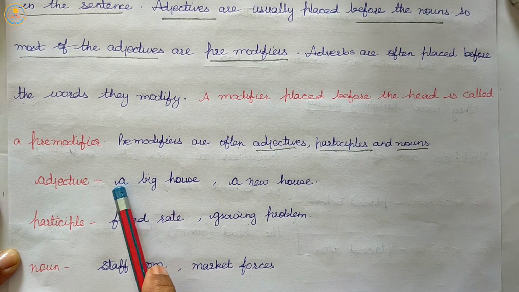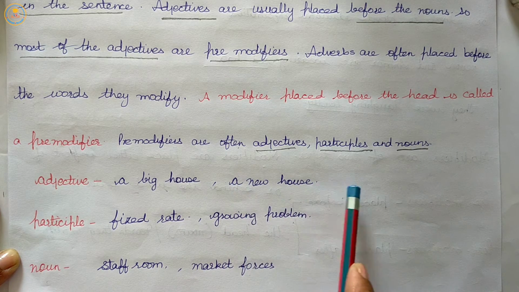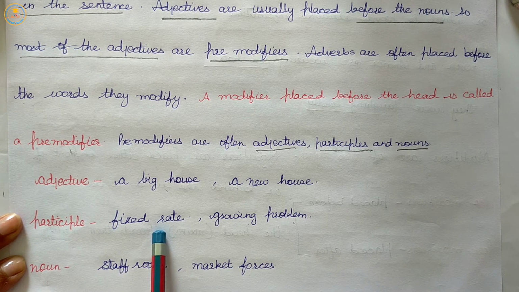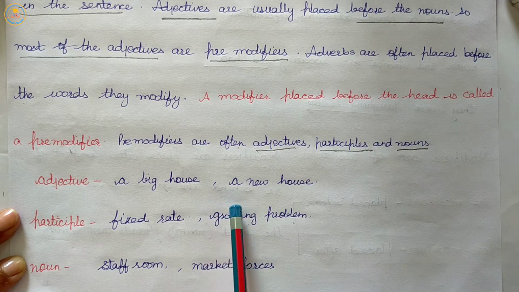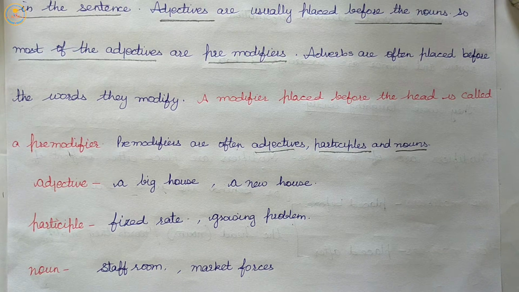Adjective example: I live in a big house. There is a new house in front of my house. Participle: fixed rate. These items are having a fixed rate. These days, rising prices is a growing problem. Noun: staff room. There is a staff room in front of the library. Market forces. All these are related to the market forces. So here, a modifier placed before the head is called a pre-modifier.